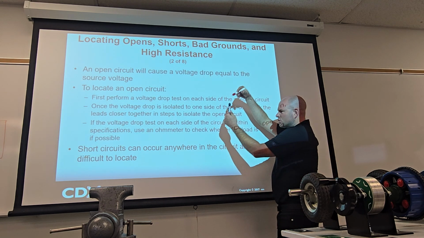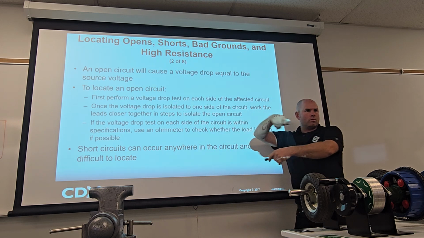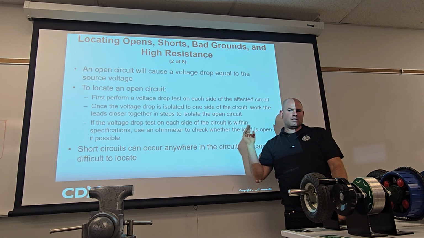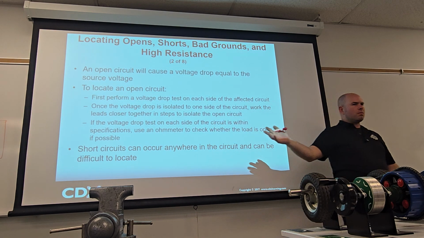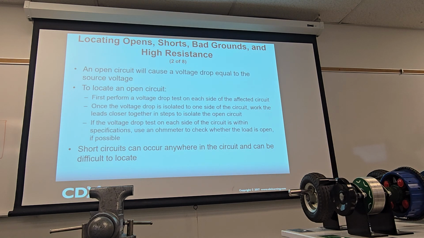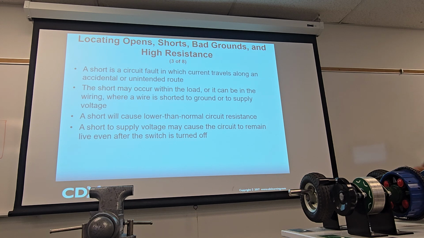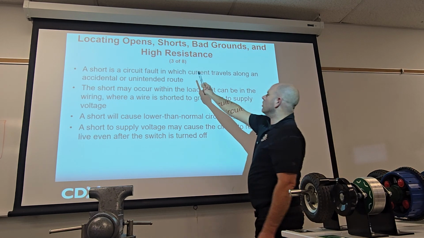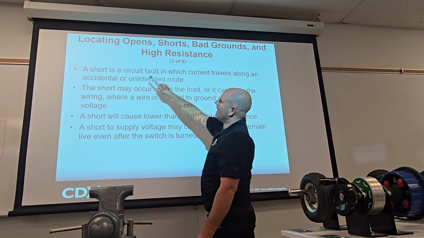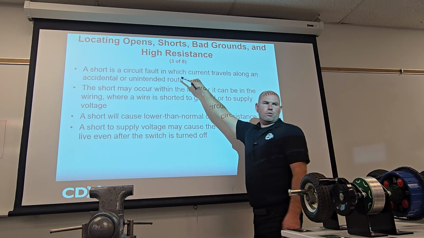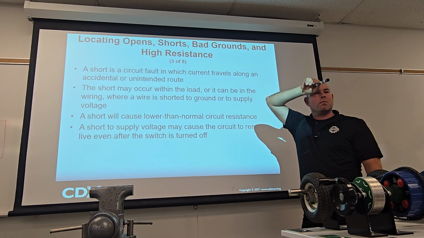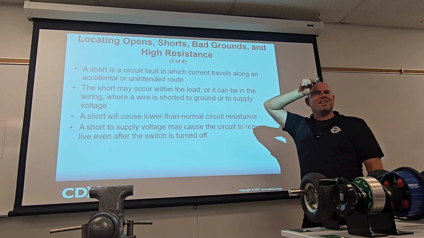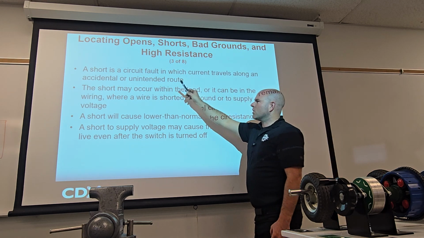Prove it to me. Show me why the measurement was at a spec, and then say, yes, it's the bulb because this is the measurement. Make sense? If you do that, you won't misdiagnose it. And then shorts, remember? A short is a circuit fault in which current travels along an accidental or unintended route, right? So when the service advisor is writing a short, I'm like, no, it was an open. Well, whatever. No, that's totally different.